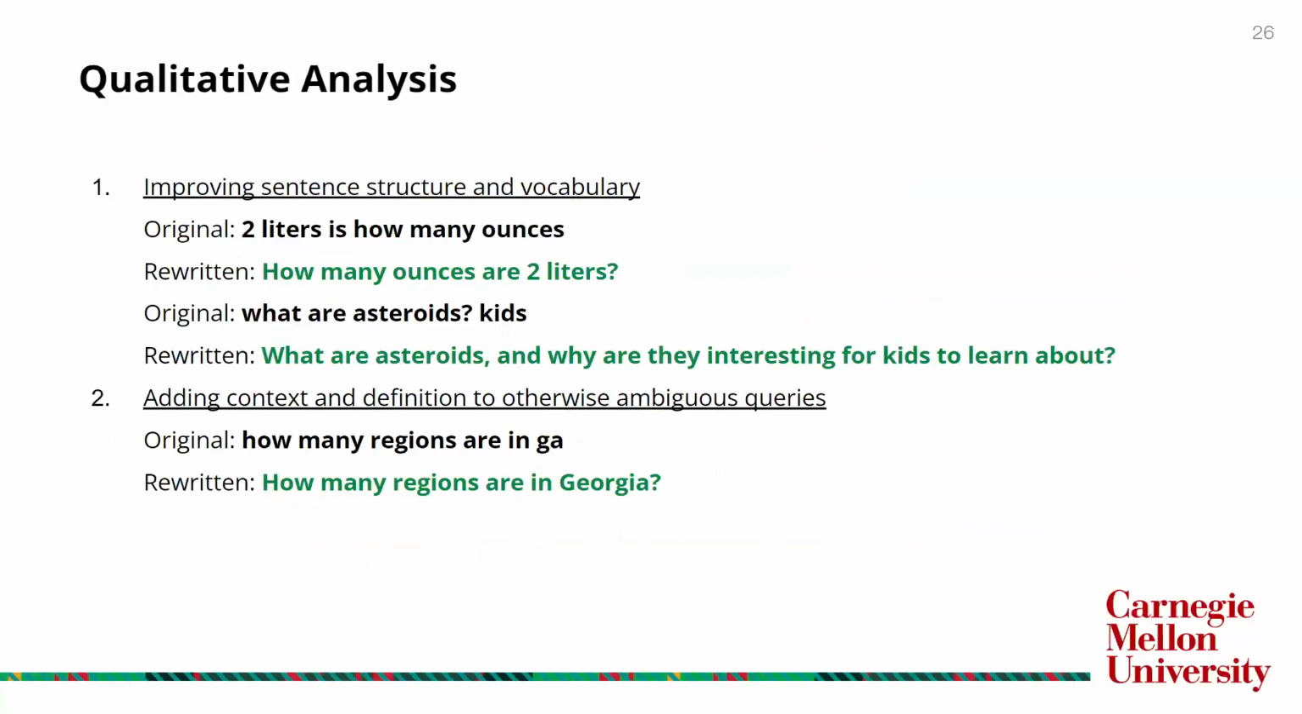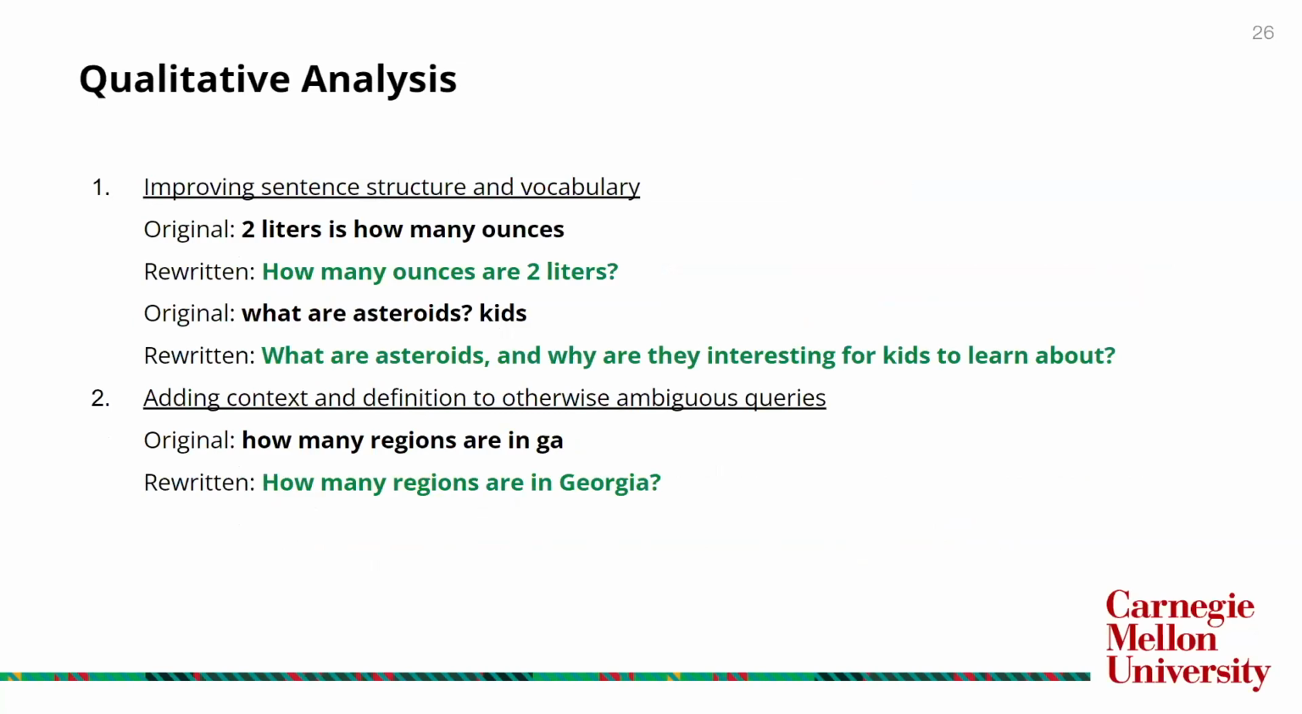We also conducted qualitative analysis on the best performing prompt engineering model, and we saw two major pros. The first thing we noticed was that the rewritten query has a better sentence structure and definition compared to the original query. For example, 'what are asteroids? kids' getting rephrased as 'what are asteroids and why are they interesting for kids to learn about', which makes more sense and is more human interpretable.